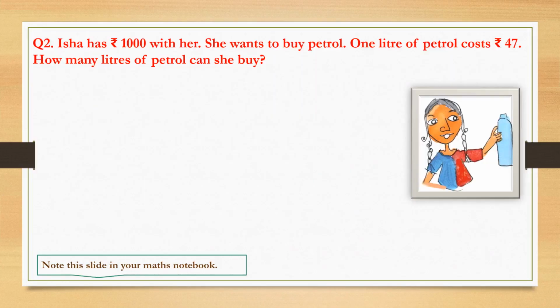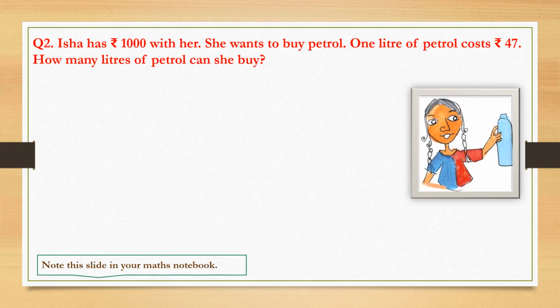Question number 2. Isha has rupees 1000 with her. She wants to buy petrol. 1 liter of petrol costs rupees 47. How many liters of petrol can she buy? So, what is given to you? The cost of 1 liter of petrol and the amount of money she is having. What you need to find out is the liters of petrol she can buy with rupees 1000.